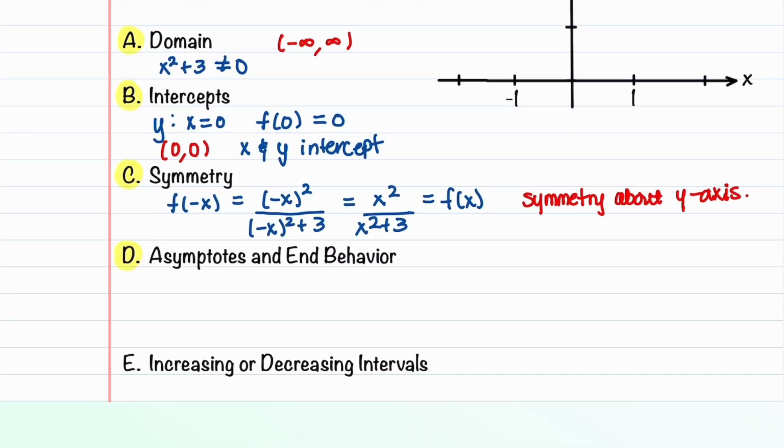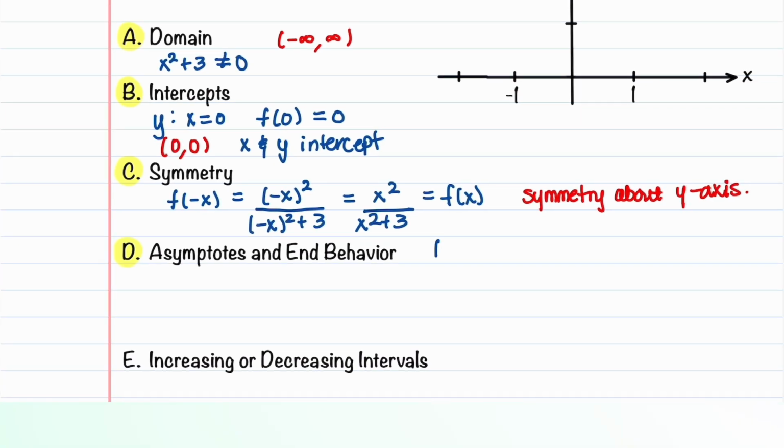Now let's look at the end behavior. I am going to go ahead and rewrite our function because we can't see it anymore. It is x squared all divided by x squared plus 3. When we look at asymptotes, we want to see where the denominator is equal to 0. In our function, it isn't, so we have no vertical asymptote.